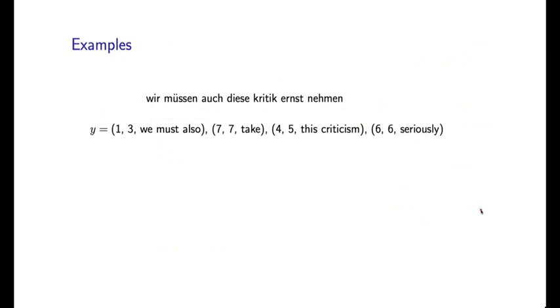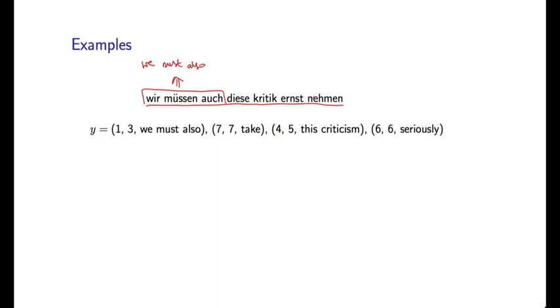Okay, so let's illustrate these definitions with an example. I'm going to show you some different possible derivations for this example sentence, and we're going to check if they're valid or invalid. So here's a first possible derivation. Intuitively, we first translate wir müssen auch as we must also.